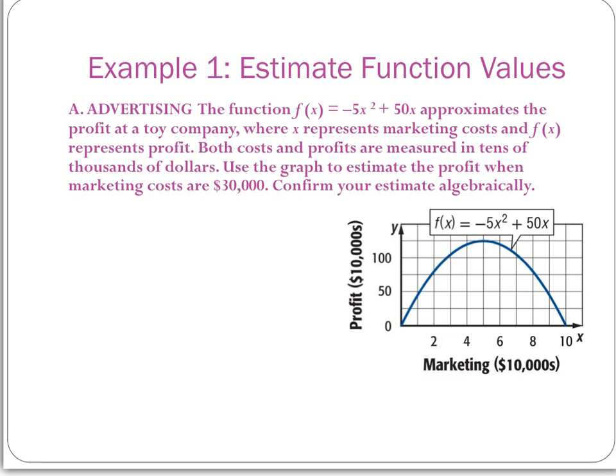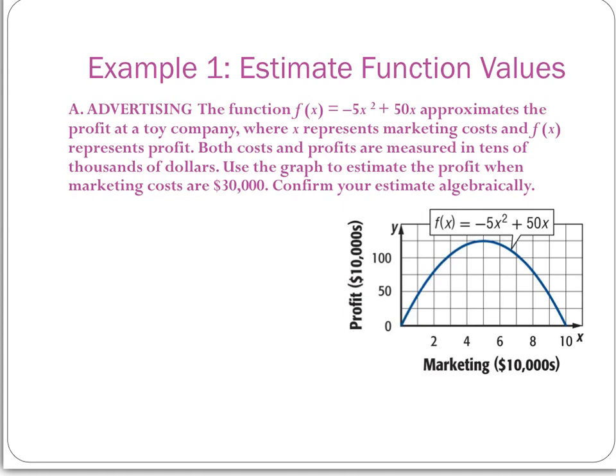In example 1, we're going to estimate function values. The function f of x is equal to negative 5x squared plus 50x and approximates the profit at a toy company where x represents marketing costs and f of x represents the profit. Both costs and profits are measured in tens of thousands of dollars. Use the graph to estimate the profit when marketing costs are $30,000. Confirm your estimate algebraically. So here's what we're looking at.